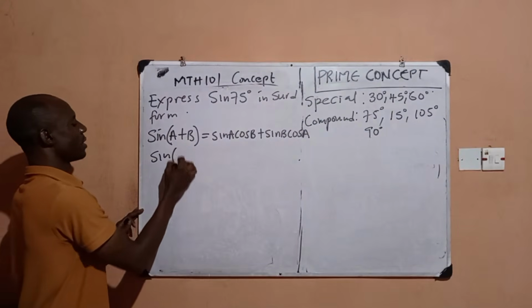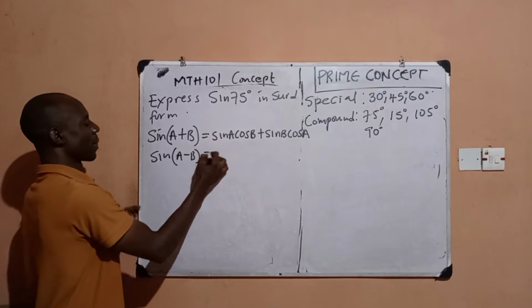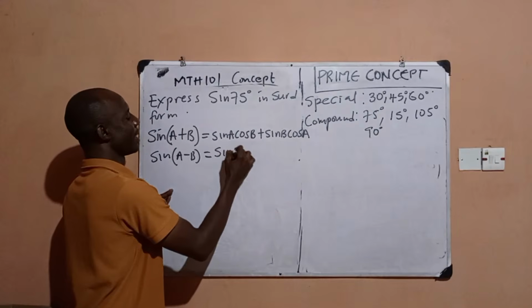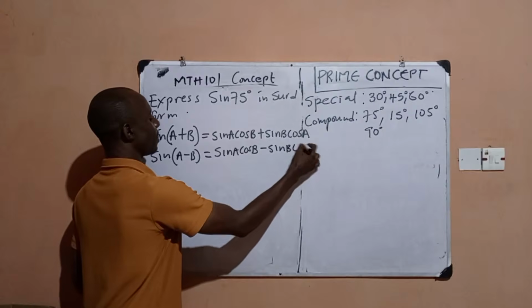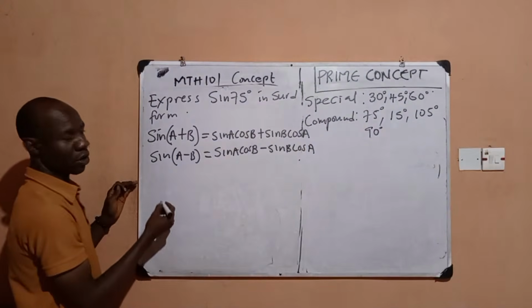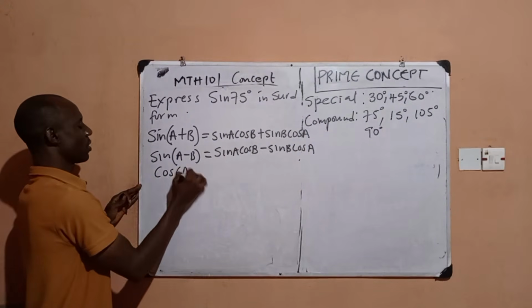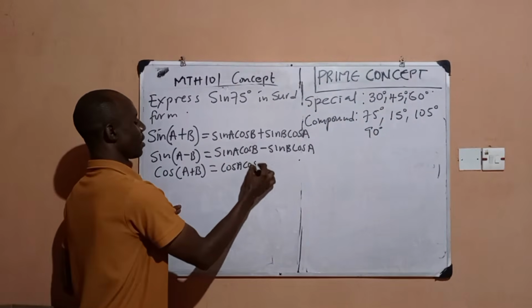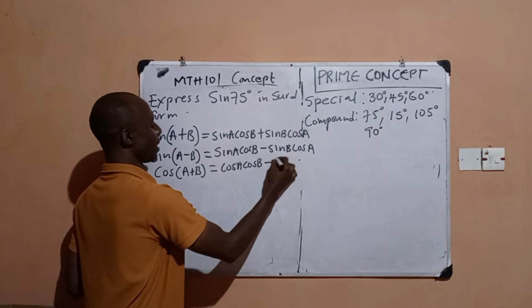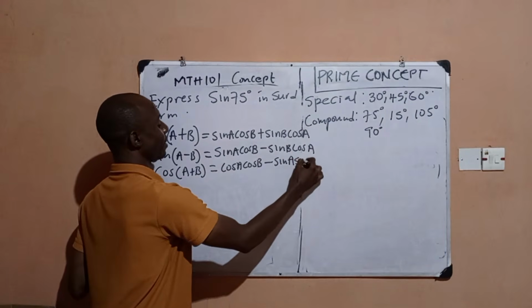And you also have sine A minus B, which is sine A cos B minus sine B cos A. Now, what about for cos? You have cos A plus B equals cos A cos B minus sine A sine B.